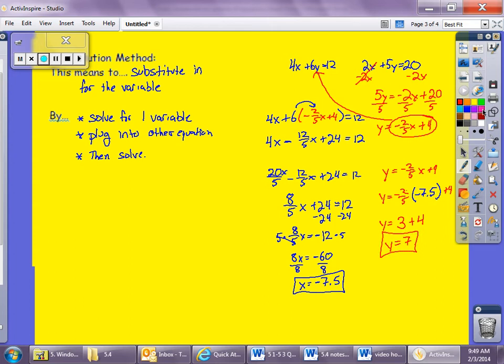And then always the last thing I do is I write my solution. So the solution is x, comma, y. So that's the substitution method, where you substitute one variable in for the other. And then the last type of method that we talked about is the graphing method.